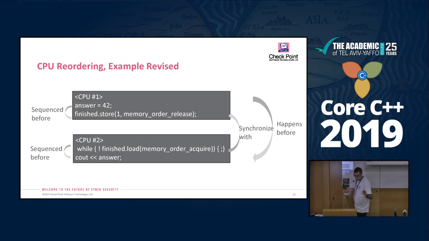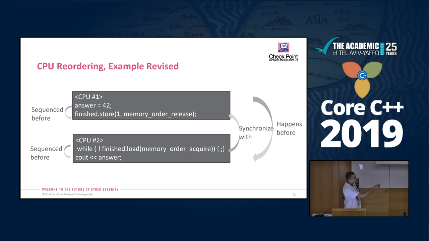So if you look at this example, we set the answer to be 42, and then finished is now an atomic operation, and we store it with memory order release. When we read it, we read it with memory order acquire. Setting answer equals 42 is in the same core as the store of finished, so it's sequenced before that. If it's sequenced before that in the same core, it has to happen before that. The same goes for reading finished and reading answer.